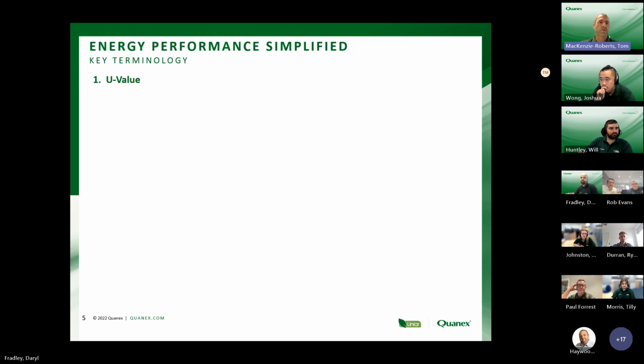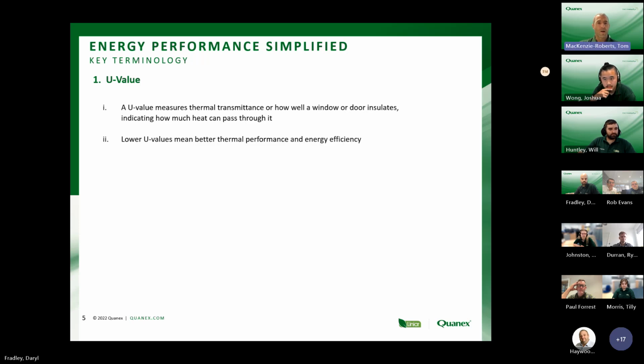So I'm going to go through some key terminology for you next, first up being U values. U value measures the thermal transmittance, or how well a window or door insulates, which indicates how much heat can pass through it. Lower U values mean better thermal performance and energy efficiency.